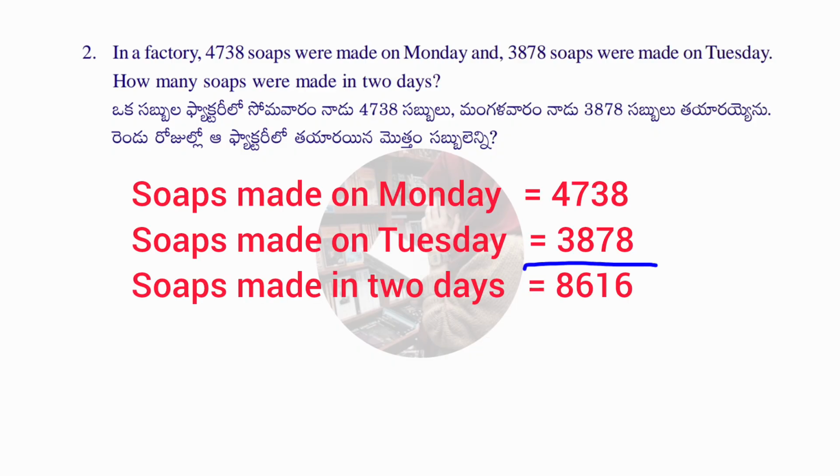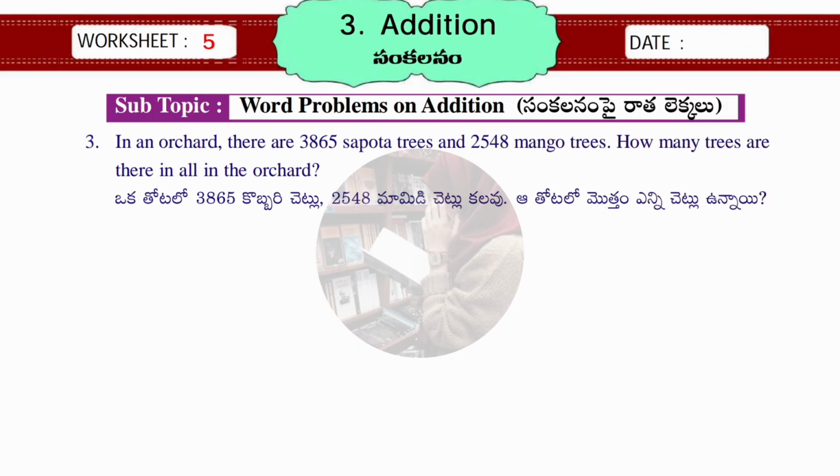Soaps made on Monday, 4,738. Next, soaps made on Tuesday, 3,878. You have to add both the numbers of soaps. So, total soaps made in 2 days, you will get the answer as 8,616. Okay, so how many soaps were made in both days? 8,616. Have you understood, guys? Okay, write it down neatly without any spelling mistakes, and you have to write down the number one by one. Okay, now we'll move to the next worksheet, same worksheet, third question.